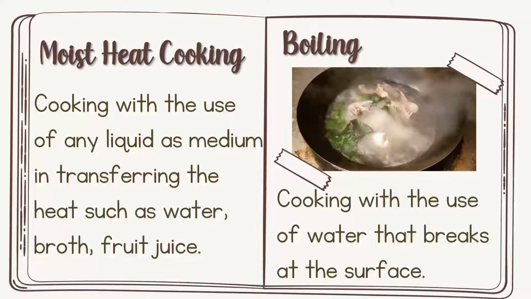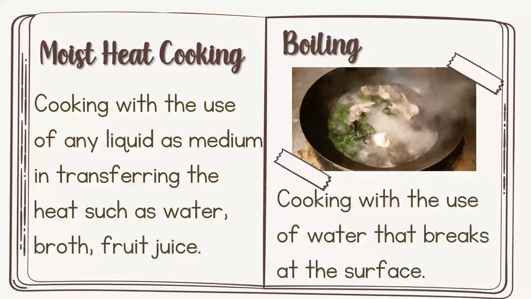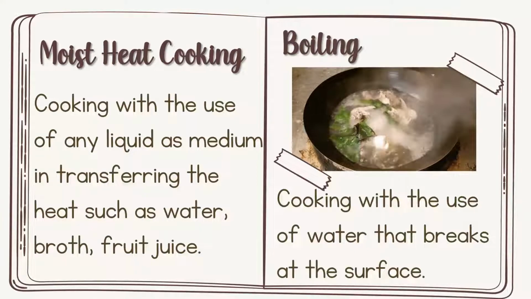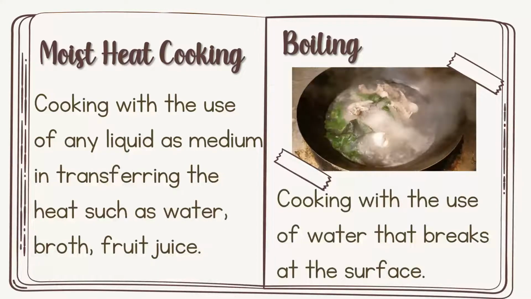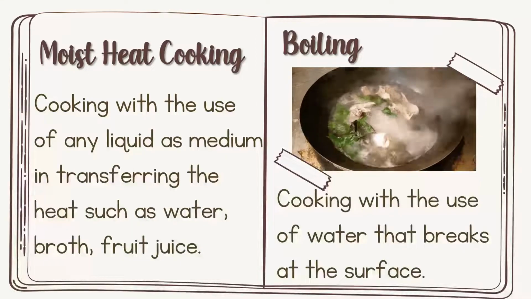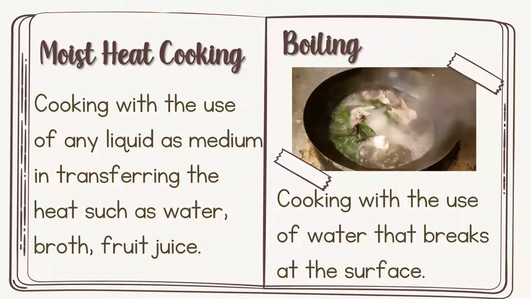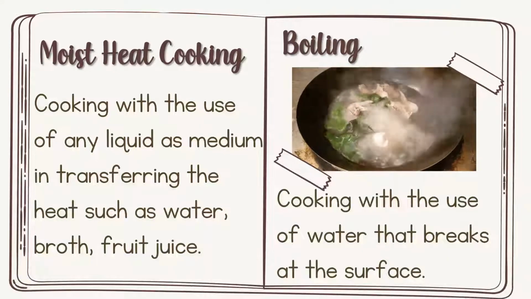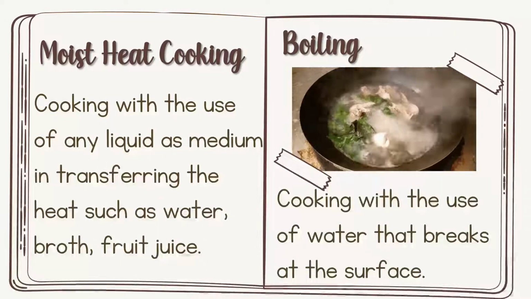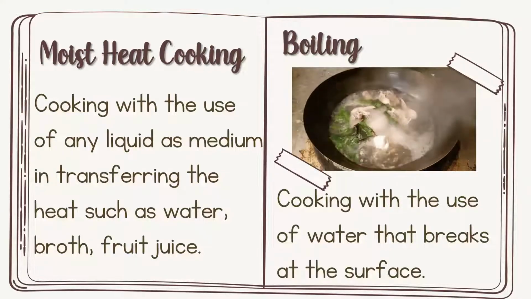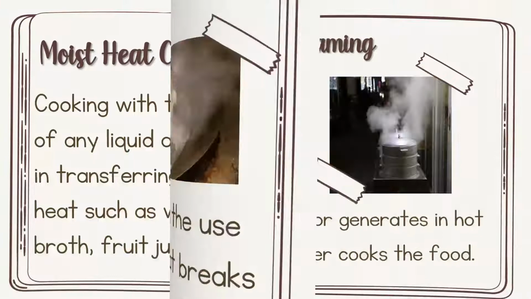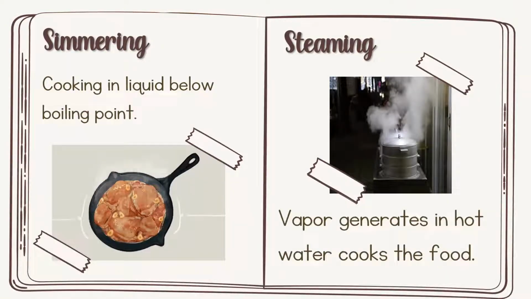Next, we have moist heat cooking, which uses any liquid as a medium in transferring the heat, such as water, broth, fruit juice, or even milk. We have boiling, which is cooking with the use of water that breaks at the surface once it reaches 100 degrees Celsius. Next, we have simmering, or cooking in liquid below boiling point. Next, we have steaming, where the vapor or hot air that generates in water cooks the food.